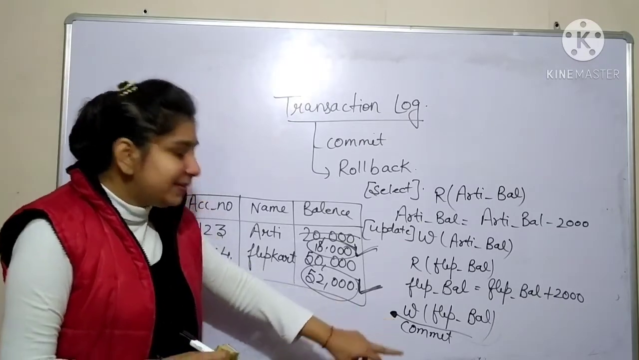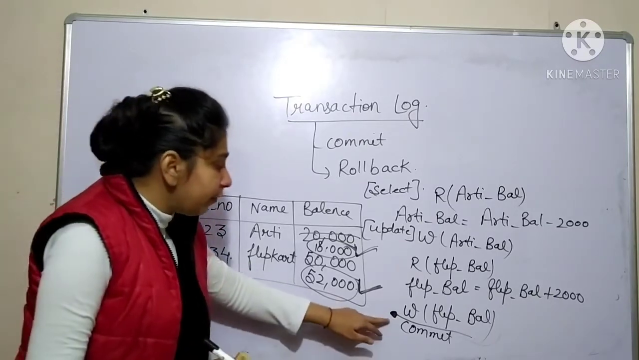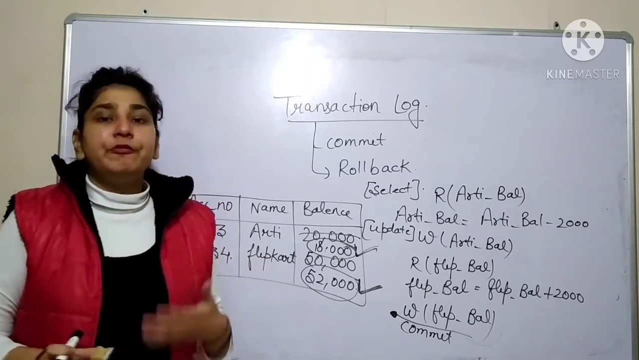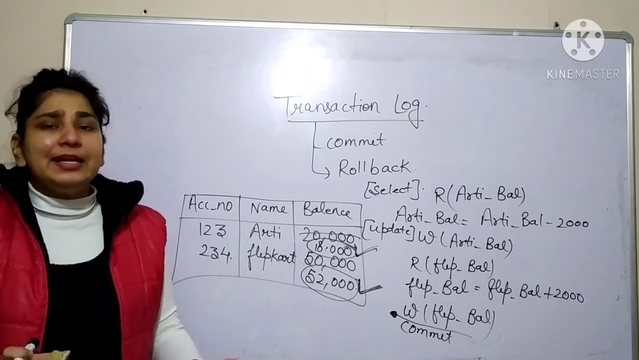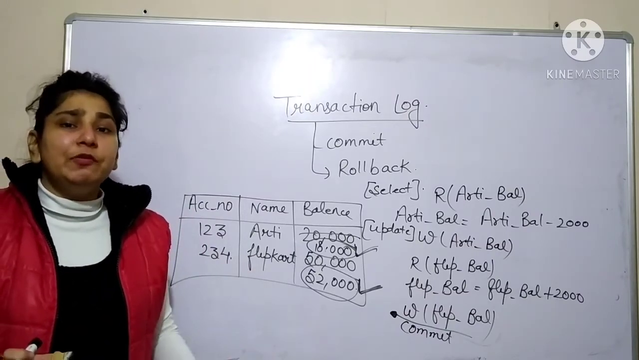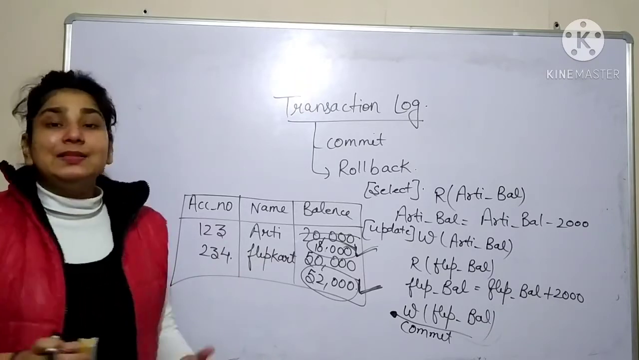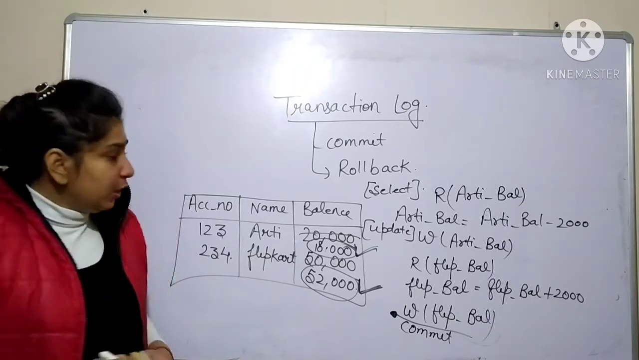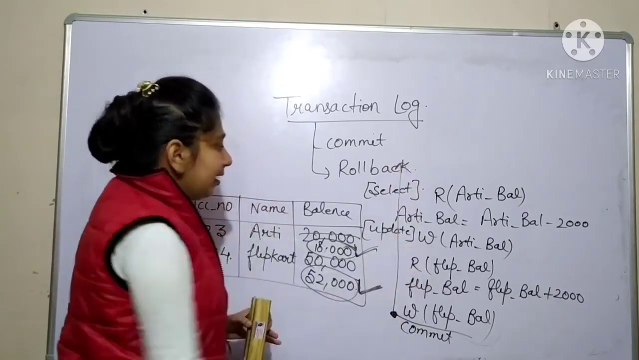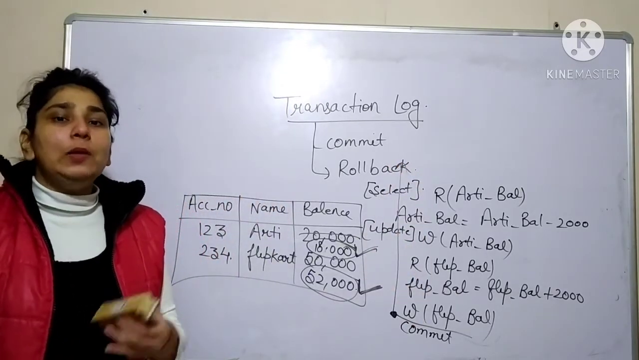At this point, just before the commit operation, I am getting some failure. So what do I have to do? Now my transaction has failed. My transaction has failed. So what do I have to do? I have to roll back.